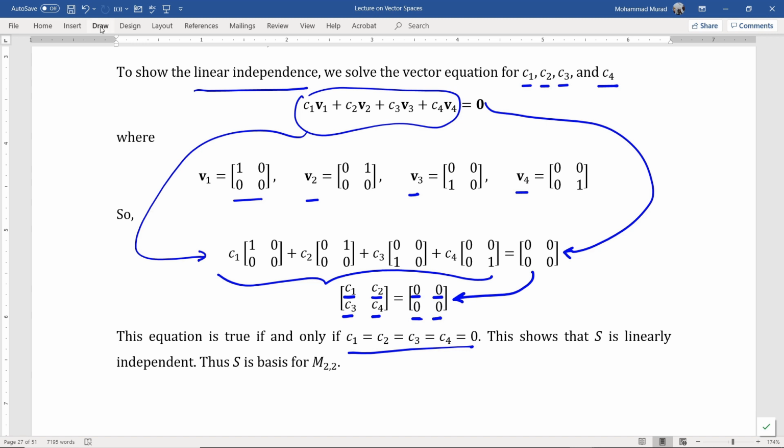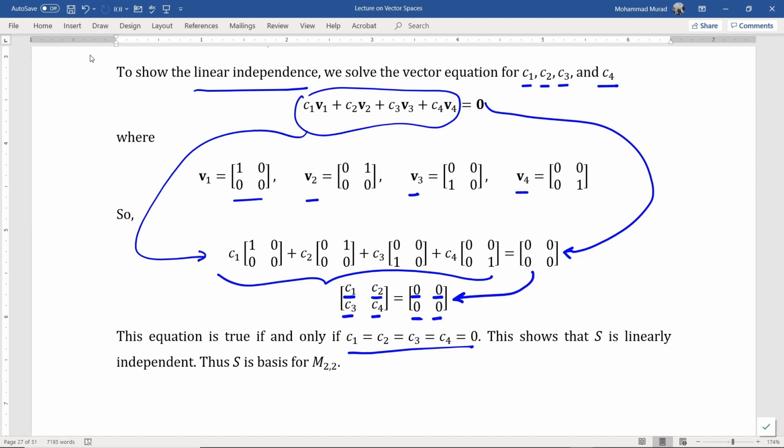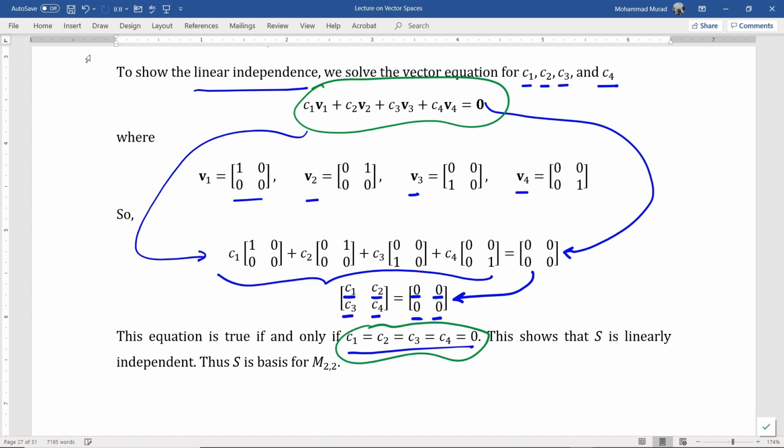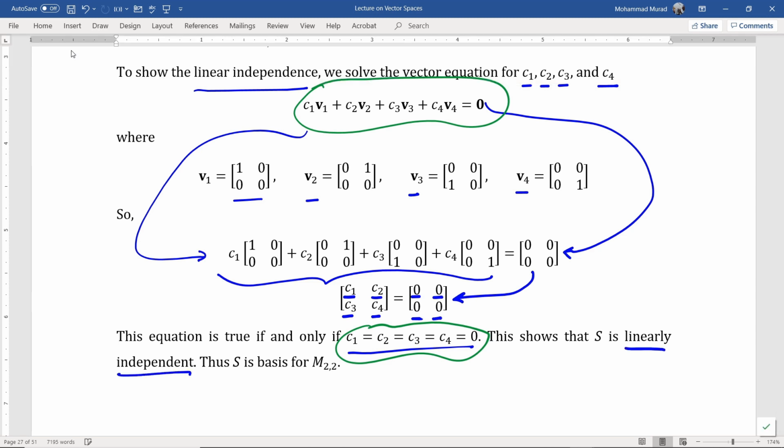So the equation we see here is only satisfied for this trivial solution. This shows that the set S is linearly independent. Thus, S is a basis for the vector space M sub 2, 2.